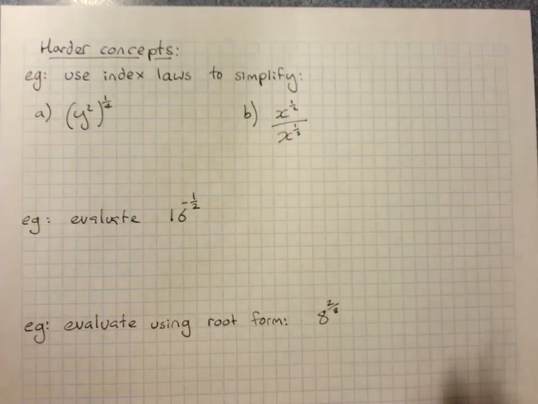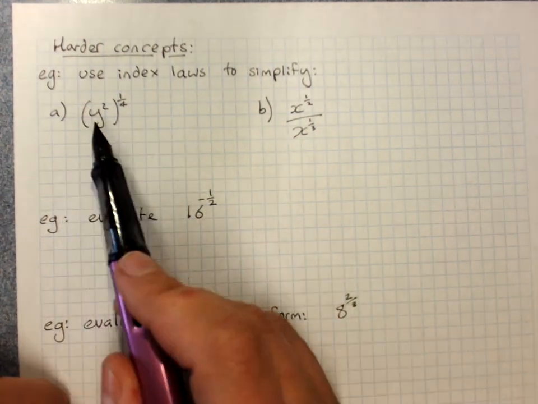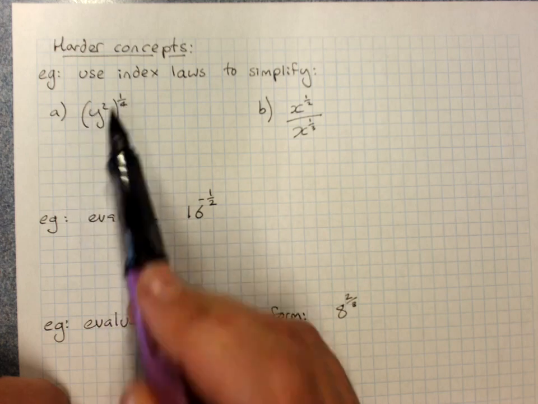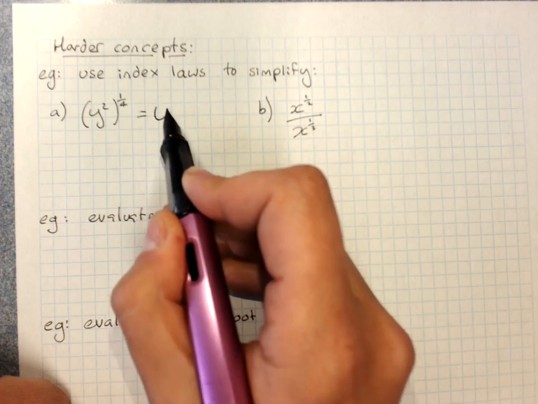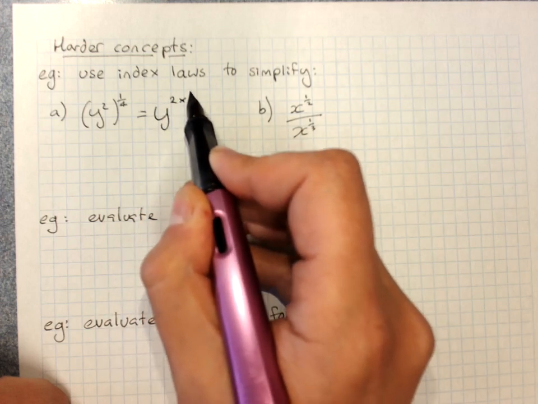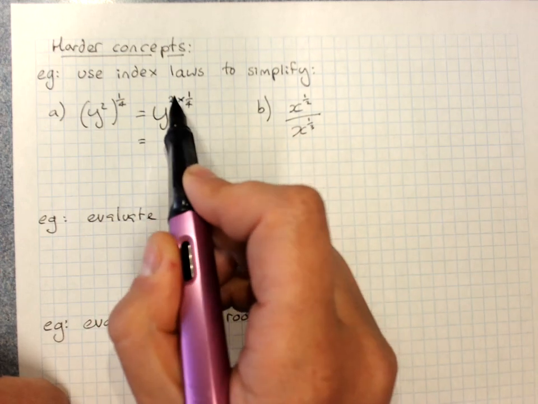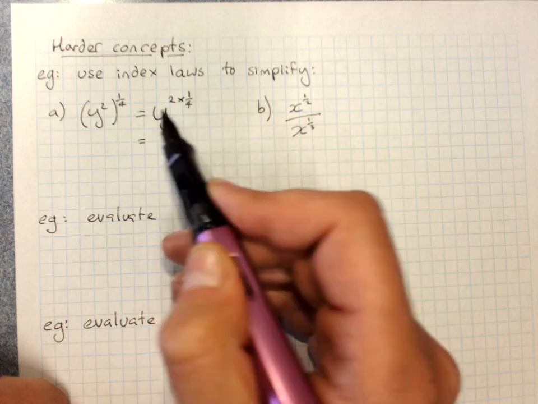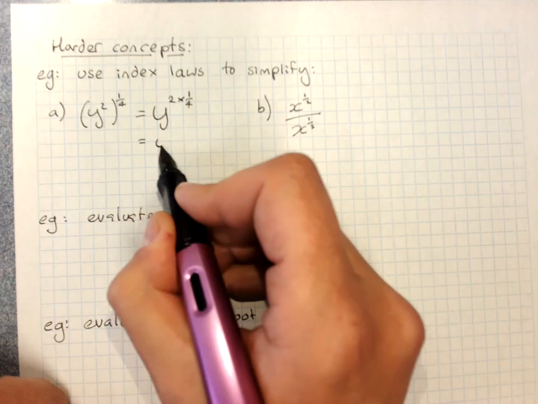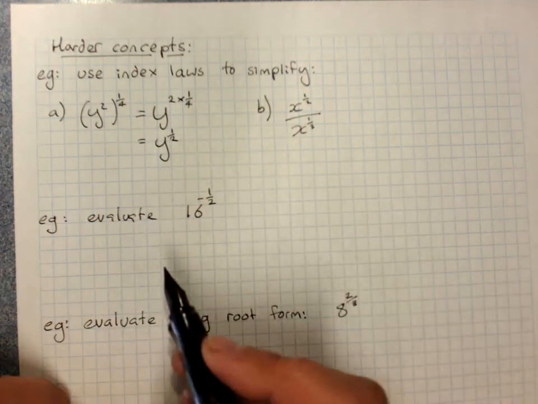Now, some harder concepts, so if you want to do some classwork first and then get to these when you need them, you may. Use index laws to simplify y squared to the power of 1/4. Power of a power rule says that we multiply our powers, so this will be y to the power of 2 times 1/4. You can either do 2 times 1 to get 2 over 4 and simplify to 1/2, or 2 lots of 1/4 is 1/2, whatever works better for you. So that's y to the 1/2 or the square root of y.